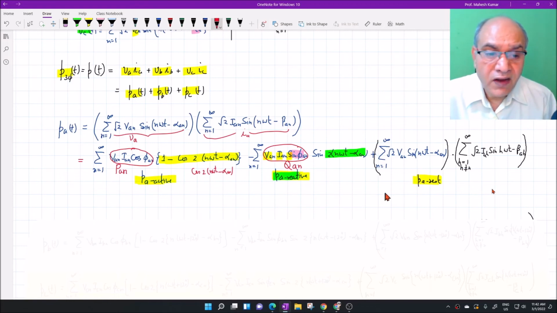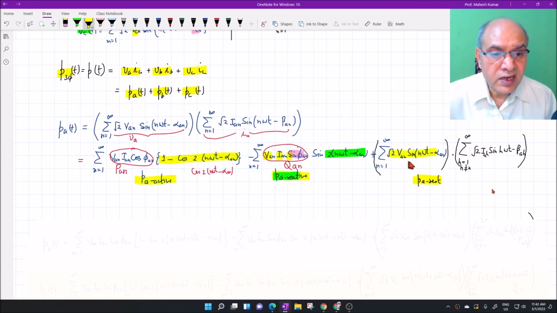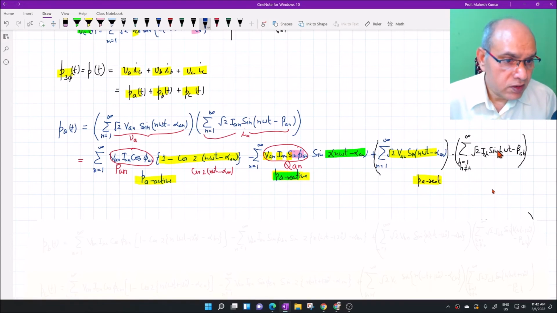And then we have remaining terms of this power, we call it PA rest. So the rest component will have this voltage term root 2 VAN sin(n omega t minus alpha AN), where n varies from 1 to infinity, and into the current term with h equals 1 to infinity, but h is not equal to n. This is sin(h omega t minus beta AH).